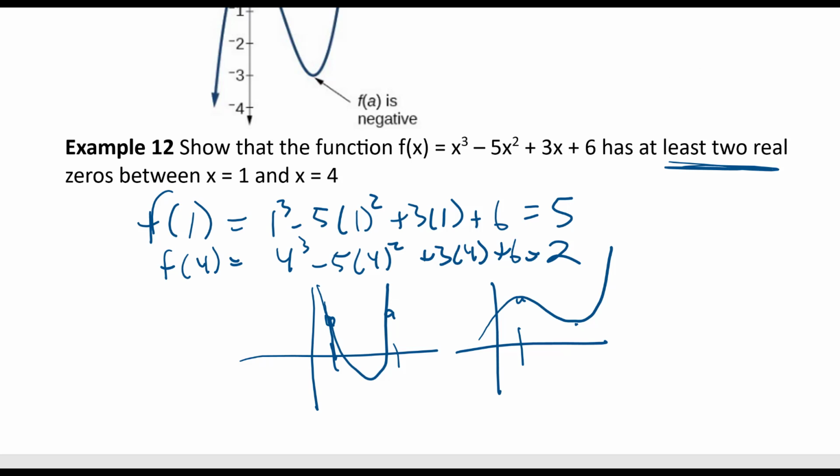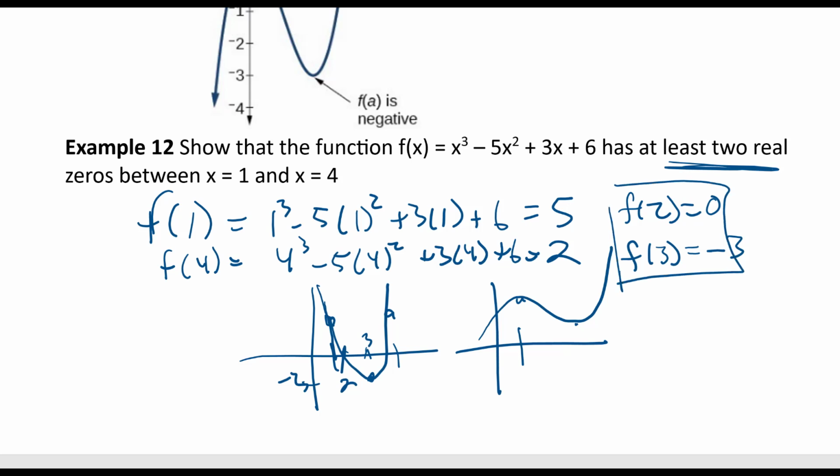Okay, what we could also look at is what is f of 2 and what is f of 3. If I put this in the calculator, f of 2 comes out to be 0. That's actually a 0. And f of 3 comes out to be negative 3. So it must be something like this, where maybe here's 2 and here's 3, and you get negative 3. So by checking more values, which is what I should have done, it gives us the fact that it goes positive, negative, then positive, so it must cross twice. So there you go.